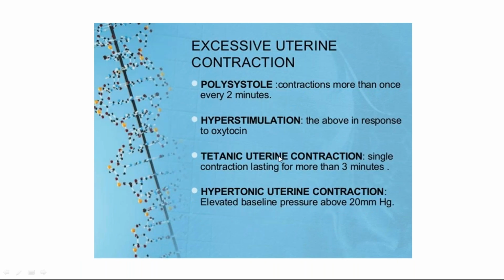Right? So excessive uterine contractions. These are the terminologies that are given for excessive uterine contractions. There's polysystole. Poly means more frequent, is it not? So when the contractions are occurring more than once every 2 minutes. Normally we want the uterine contractions to occur roughly 3 in 10 minutes, which means every 3 minutes there should be one contraction. But here it is poly. Poly means more than 1 in every 2 minutes.